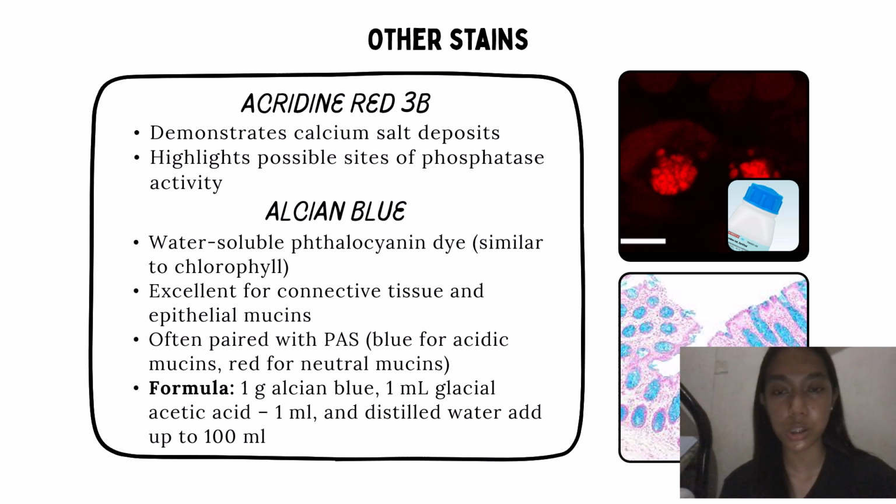Seventh is Alcian blue, which is a water-soluble thiocyanin dye that stains acidic mucopolysaccharides and epithelial mucins blue. It is particularly valuable in connective tissue and epithelial studies, and is often combined with PAS, or the periodic acid Schiff stain, which stains neutral mucins red. The combination of these two stains helps distinguish various components of the extracellular matrix.